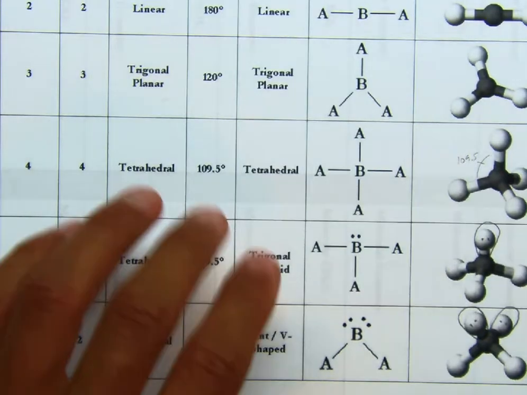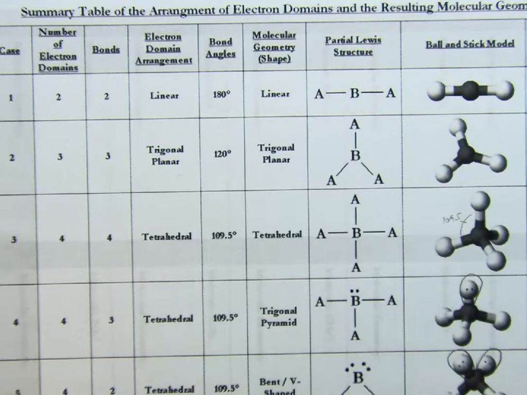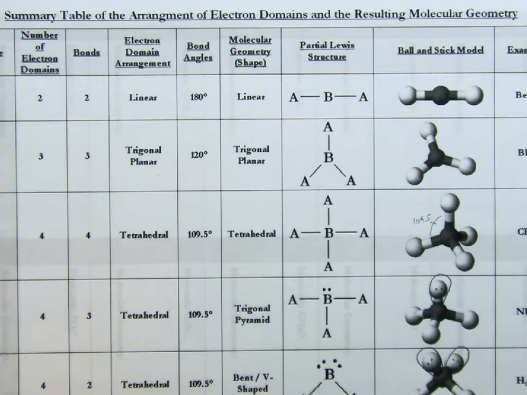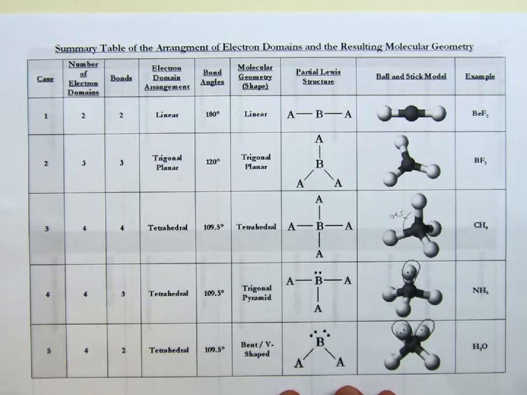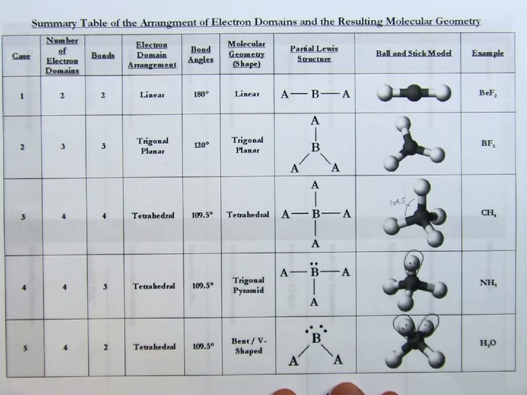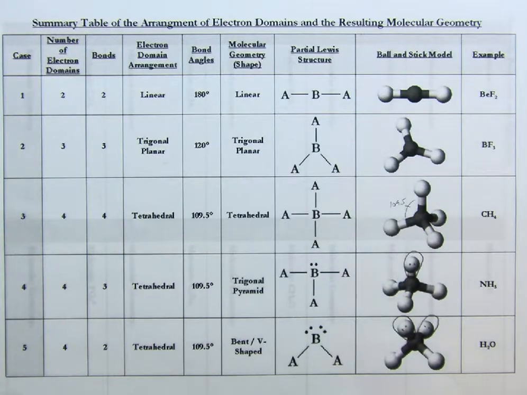So you have this in your packet. It's this page, this summary table of electron domain and geometry. This page is really your one-stop shop, all things shapes of molecules. Okay, and I will be referring back to this throughout our video, but make sure you find it and you'll be using it.